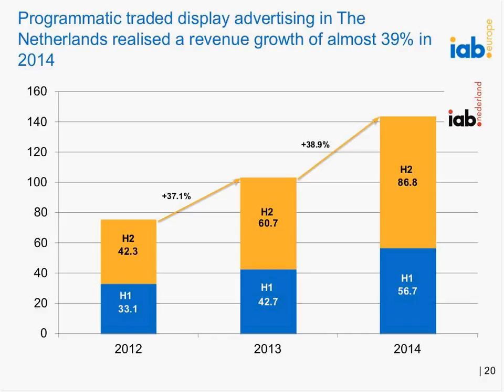Going forward for the next year, we do anticipate further growth of programmatic. We anticipate 28% in 2015 and 30% in 2016. So that leads us to two numbers: 2015 will be 182 and 2016 236 million.